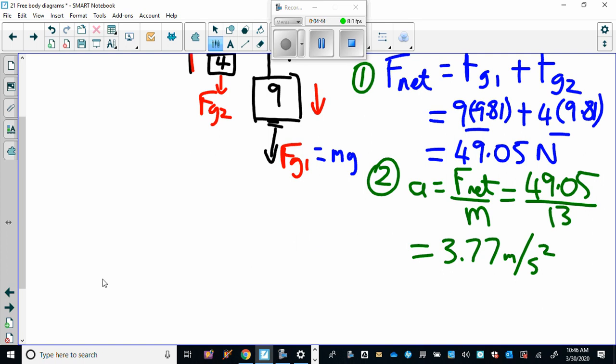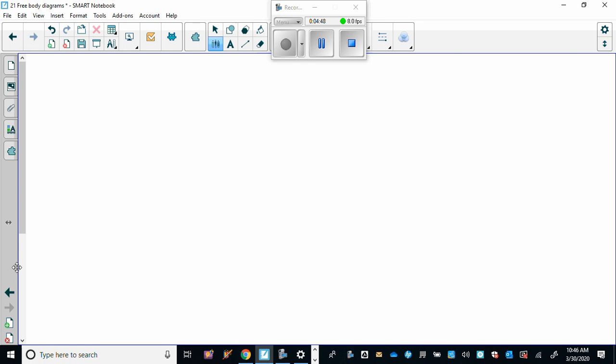So that is Atwood's pulley. The last one we're going to do in this lesson to help you with your assignment is called Fletcher's trolley, which is what you should have done when I was absent. So that's the lab you should have done. Fletcher's trolley has similar principles to Atwood's pulley.